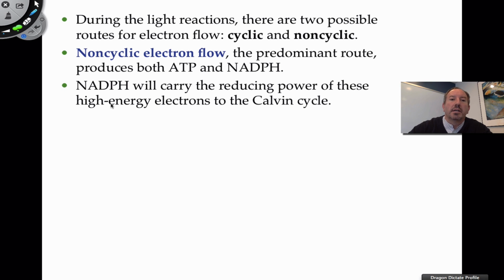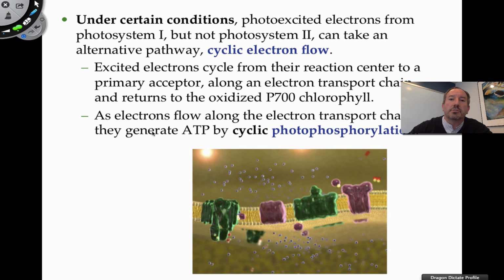there is something called cyclic, and so let's talk about that. And so again, sometimes the NADPH is not needed in the Calvin cycle, but yet there is a need for ATP. And so under certain conditions, and those were the conditions, you can have something called cyclic electron flow. And all of that is that it involves photosystem I.